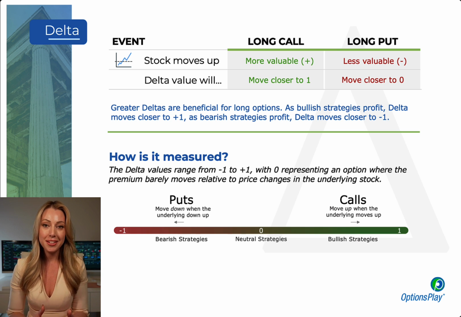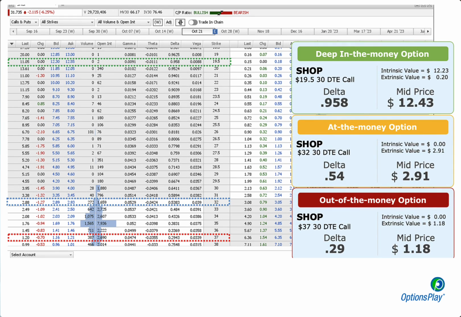Put this to practice with an options chain. So you see, we're looking at Shopify with 30 days until expiration. And as we go deeper in the money within the option chain, on the call side, you'll see as the call is deeper in the money, the option's delta is closer to 1. And that's because it's moved in our favor. It magnifies when it moves in our favor.